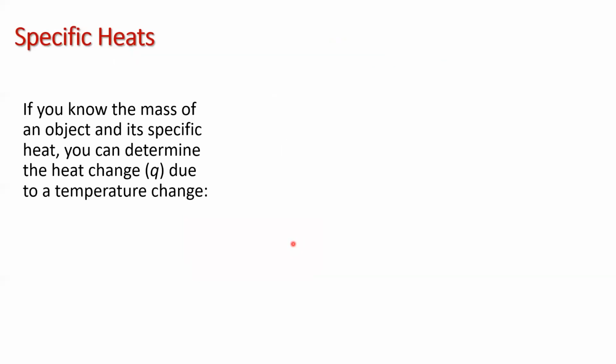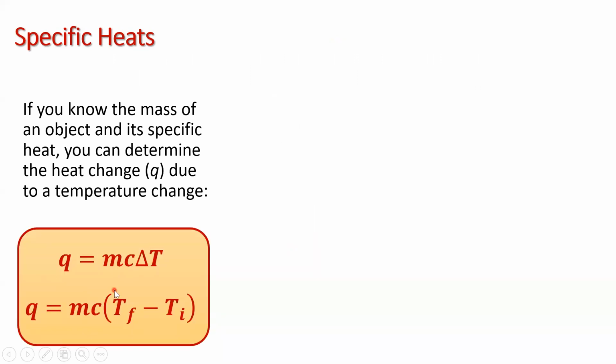Now let's do some problems. If you know the mass of an object and its specific heat, which you could look up on a table if it wasn't given to you in a question, you can determine the heat change, Q, due to a temperature change, delta T. Here's our equation. We just manipulated the equation from the last slide to solve for Q instead of C. So it gives the amount of heat, or energy, required to raise the temperature of X grams, knowing the specific heat and the temperature change.